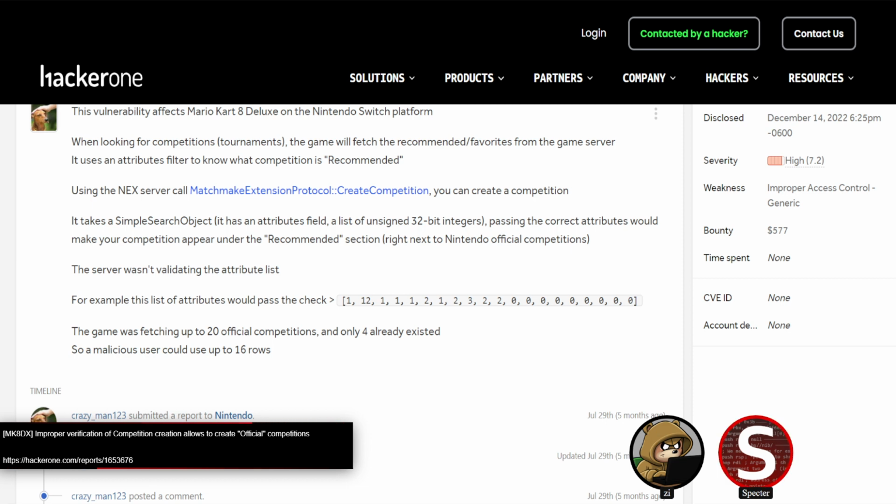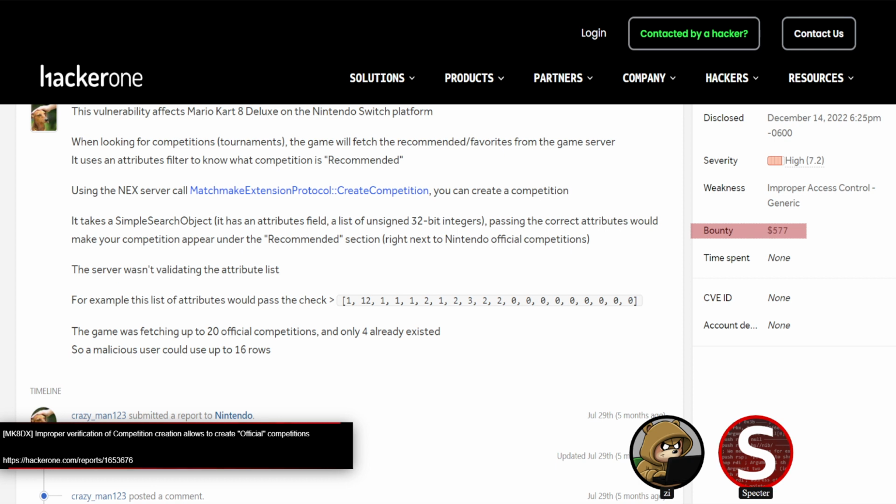So yeah, it's a bit of a weird impact. You're not getting anything super sensitive. You're basically just getting your tournament recommended by bypassing the mechanics of the game. But still, it's kind of a cool bug. It netted a $577 bounty, and it's an interesting impact because you're not compromising the CIA, but it is bypassing a mechanic that's important to Nintendo.